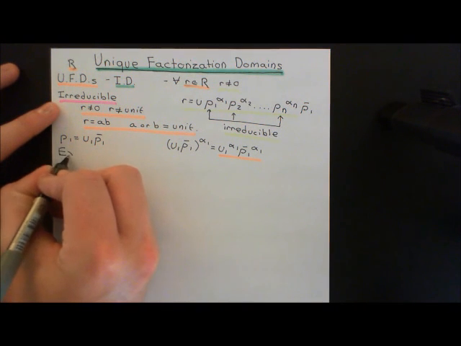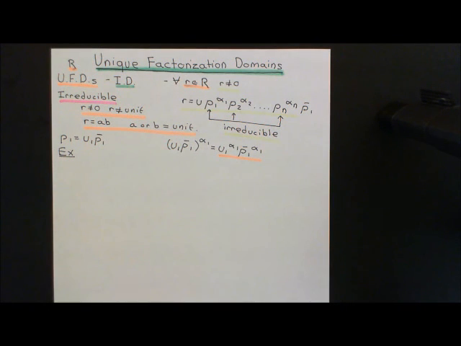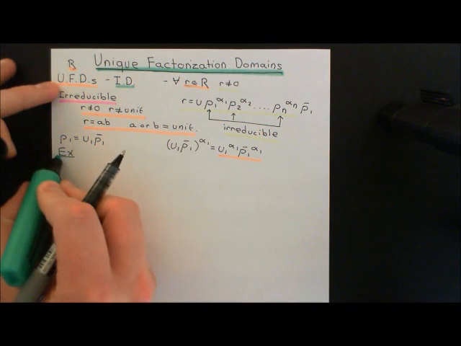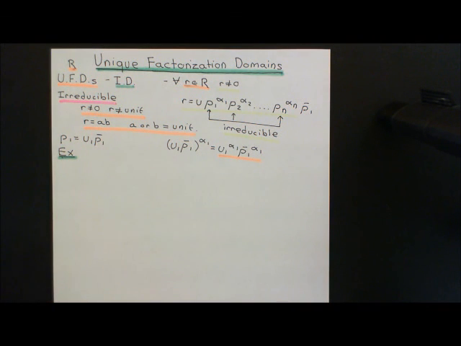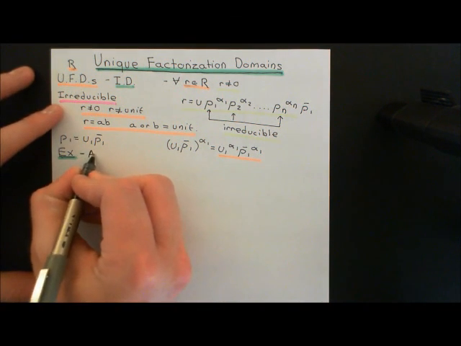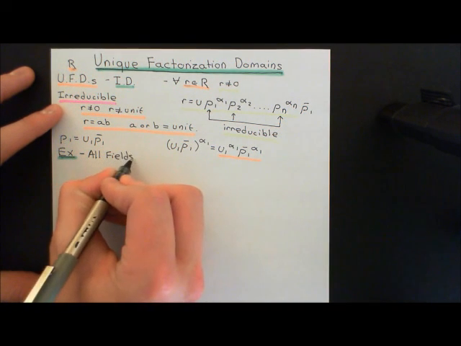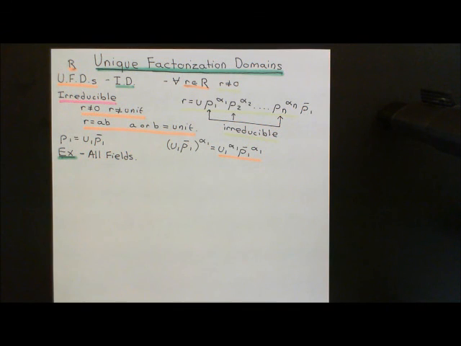Okay, so firstly, I'm going to stay abstract, but don't worry, we will do a concrete example of this. Okay, so examples then of unique factorization domains. The first trivial example of unique factorization domains are fields. All fields are unique factorization domains, and they are trivially unique factorization domains.